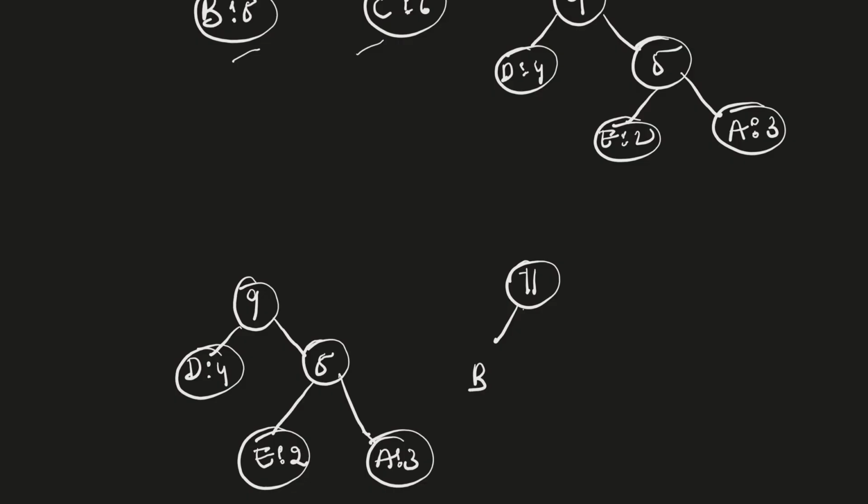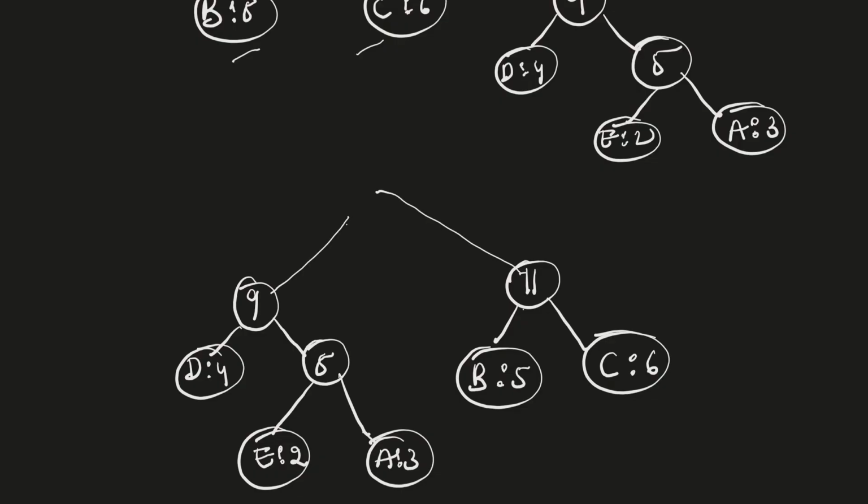11 is having B 5 and C 6. So this is the thing. Now you need to sum up these two frequencies because these are the only two left. So 11 plus 9 is nothing but 20. Now you need to stop the process here because there is no other node in the left or right to compare it with 20. So you can stop the process over here.